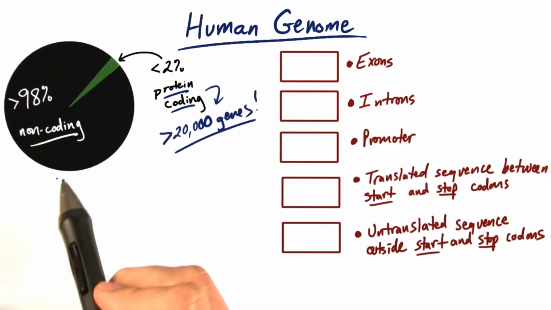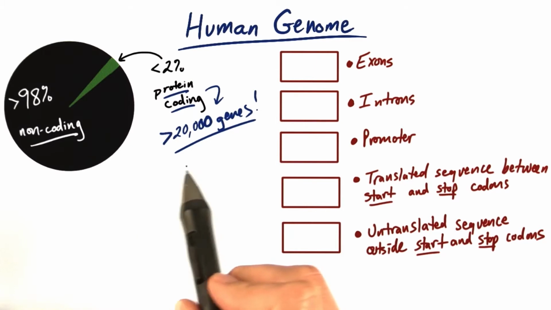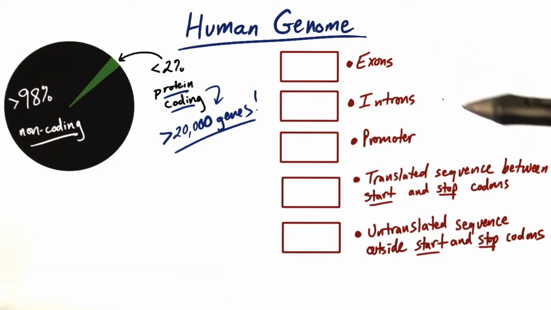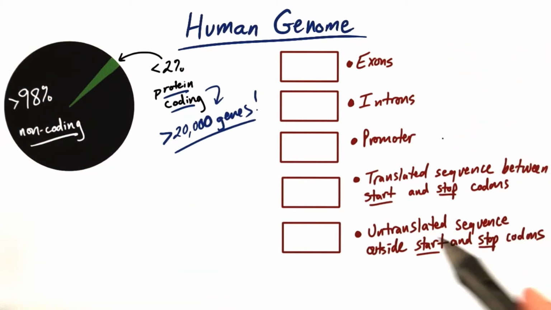To make sure that your understanding of non-coding and protein coding DNA sequences is clear, I've listed 5 different types of sequence that we could find in a genome. We have exons, introns, promoter regions, translated sequence between start and stop codons, and untranslated sequence that would be transcribed but outside start and stop codons.